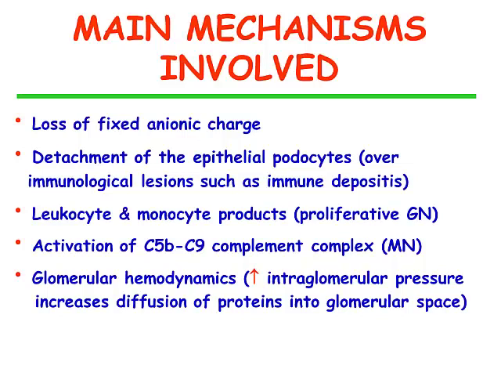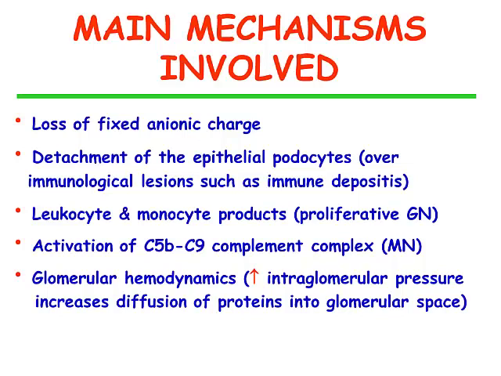It is due to many mechanisms, the main of which are listed here. There is a loss of fixed anionic charge, detachment of the epithelial podocytes, leukocyte and monocyte products, which are active especially in proliferative glomerulonephritis, and activation of the pro-inflammatory C5b-C9 complement complex, which has been investigated and found to be active especially in membranous nephropathy. And there also are glomerular hemodynamics involved, which are very important, especially for what we will say in the last part of this presentation about management of proteinuria.